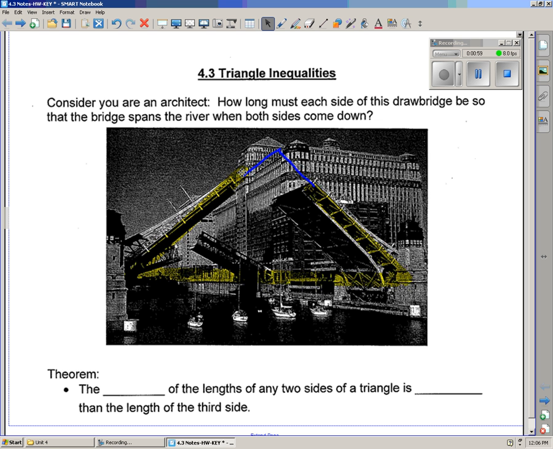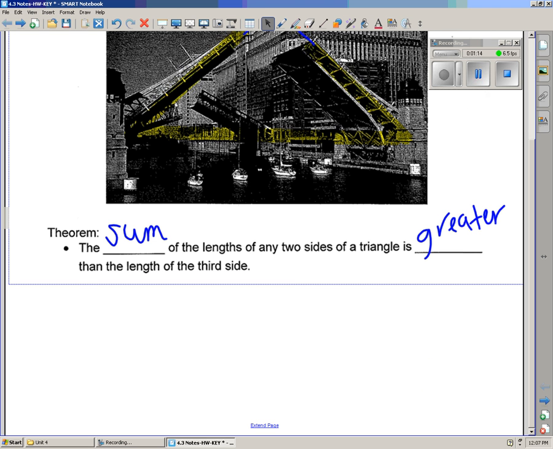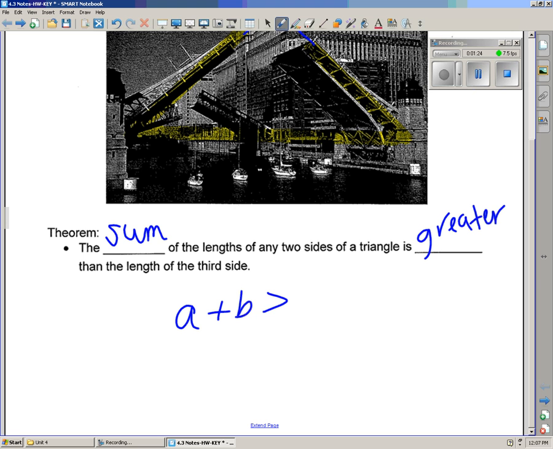And what it turns out is that the sum of the lengths of any two sides of a triangle has to be greater than the length of the third side. When we talk about any two sides, we really mean the two shorter sides, and the third side really means the longer side. So if the sides A and B are the smaller sides, their sum has to be larger than the third side, C.